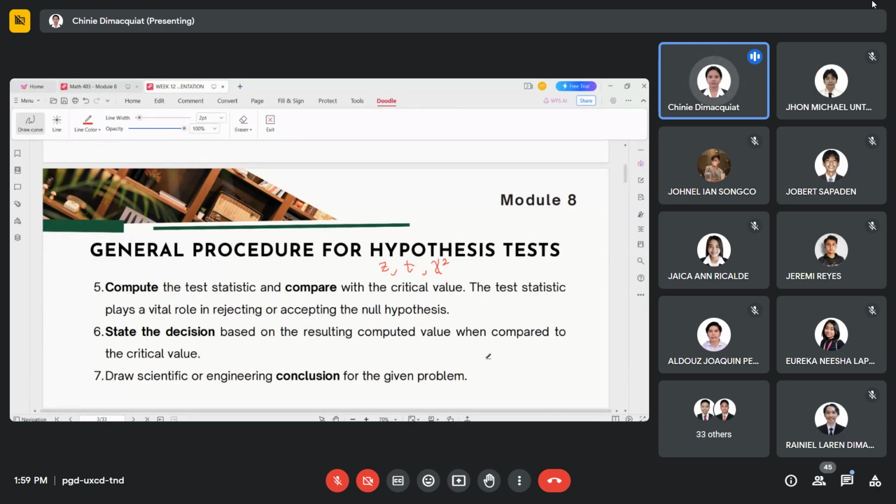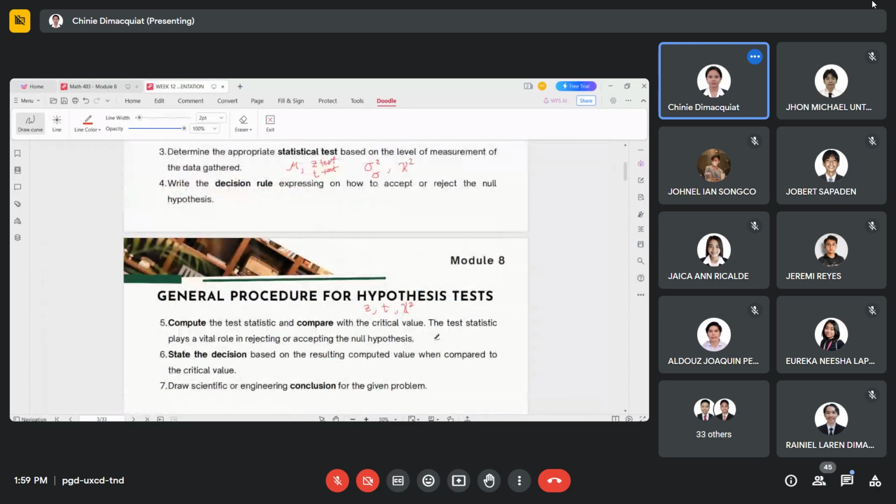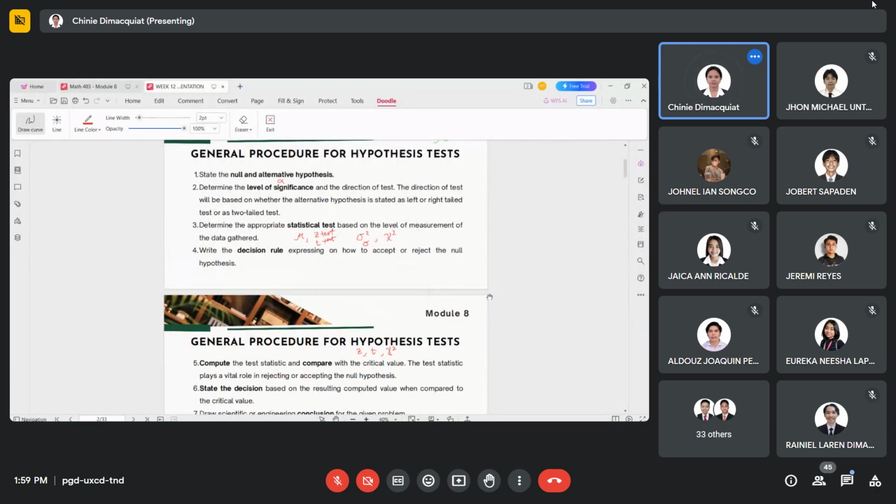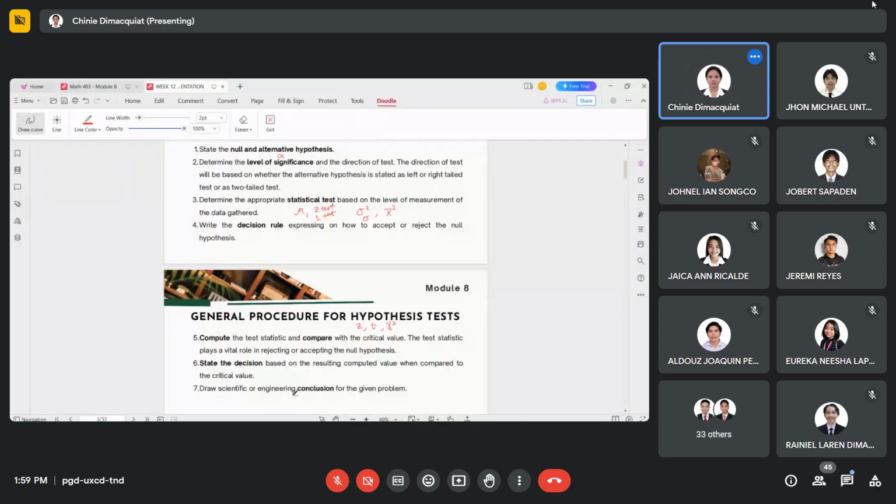7, yung ating last step, draw scientific or engineering conclusion for the given problem. So, anong masasabi nyo sa ating situation? Ayan. Ito yung ating mga step. Ayan, so yun na lang.